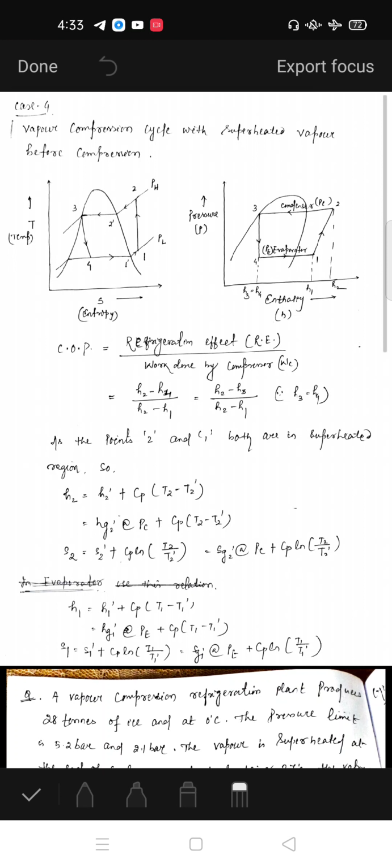And similarly you can find the enthalpy at point 1 and entropy at point 1, that is H1 will be H1 dash plus Cp into T1 minus T1 dash, and H1 dash will be Hg1 dash at the evaporator pressure, and S1 will be S1 dash plus Cp ln T1 by T1 dash, where S1 dash is Sg1 dash at the evaporator pressure. So this is your vapor compression cycle with superheated vapor before compression. So let's solve one numerical.